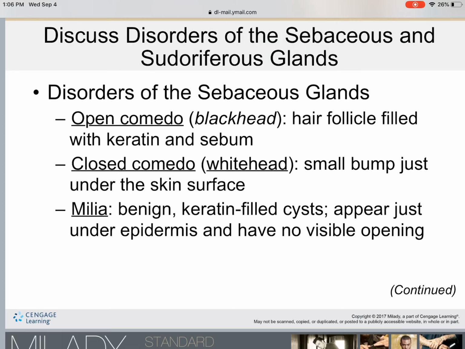That's a small bump just under the skin surface. Milia is benign. Benign means harmless. It's keratin-filled cysts that appear just under the epidermis and have no visible opening.